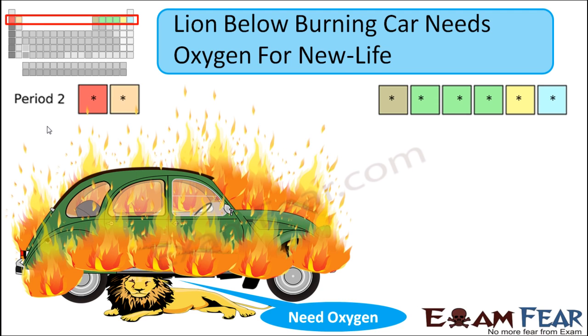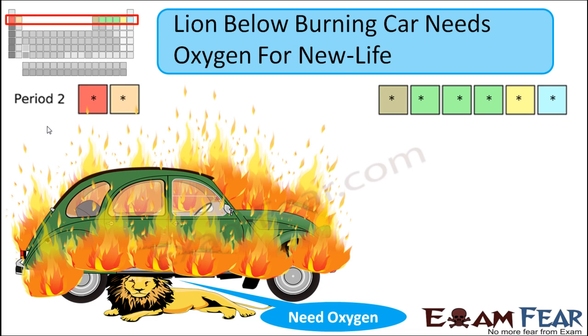So what do we see on the screen now? Here we see a burning car and a lion below the burning car. Of course you can imagine how the lion must be feeling right now. The lion must be craving for life and it needs oxygen urgently, right? So the memory tip here is lion below burning car needs oxygen for new life.